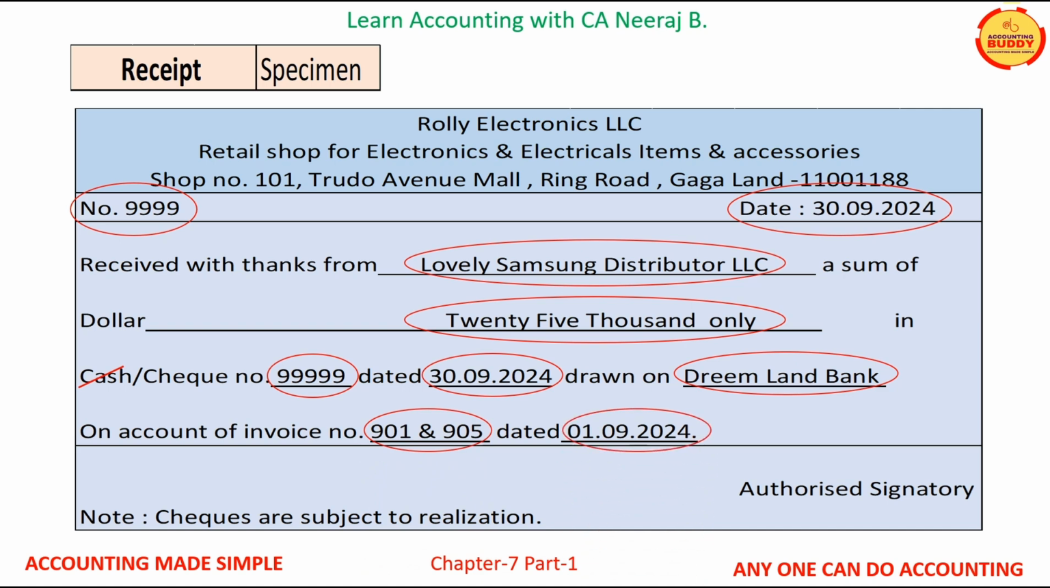In case payment is received in advance, it is also mentioned on the receipt together with the reference document number, such as the quotation number or the purchase order number. It is signed and stamped, and special conditions like checks are subject to realization are also mentioned on the receipts.